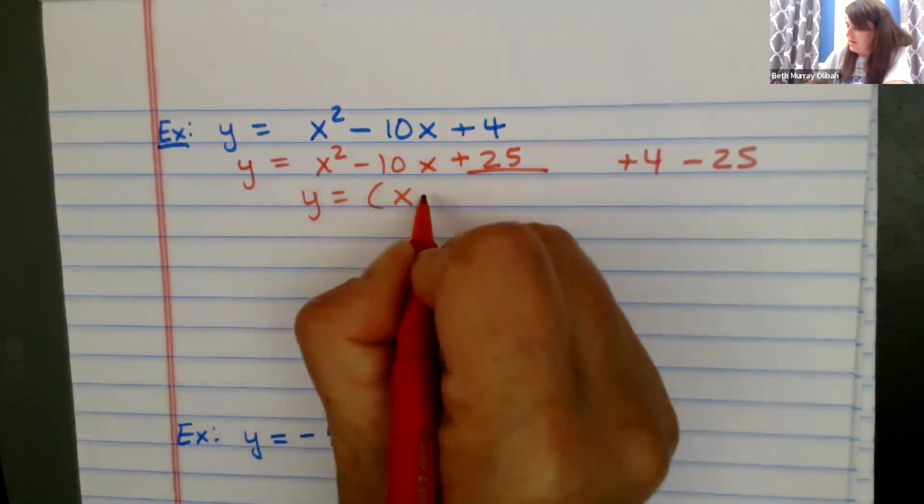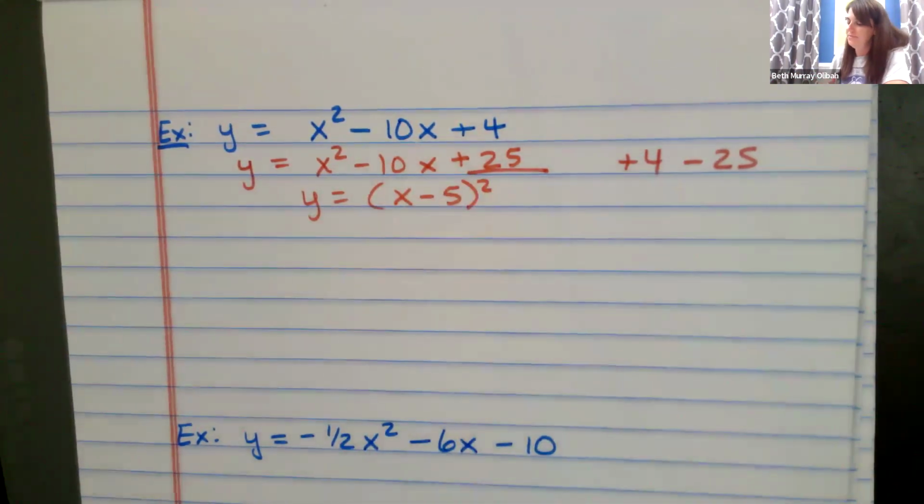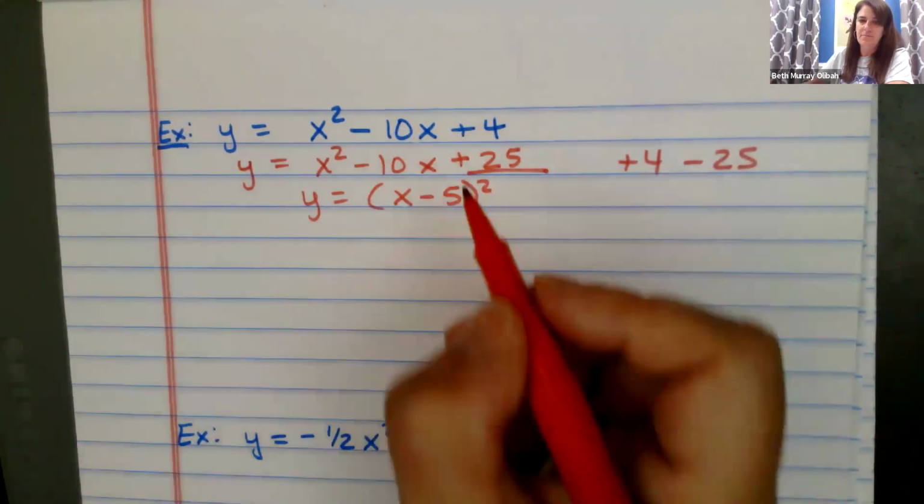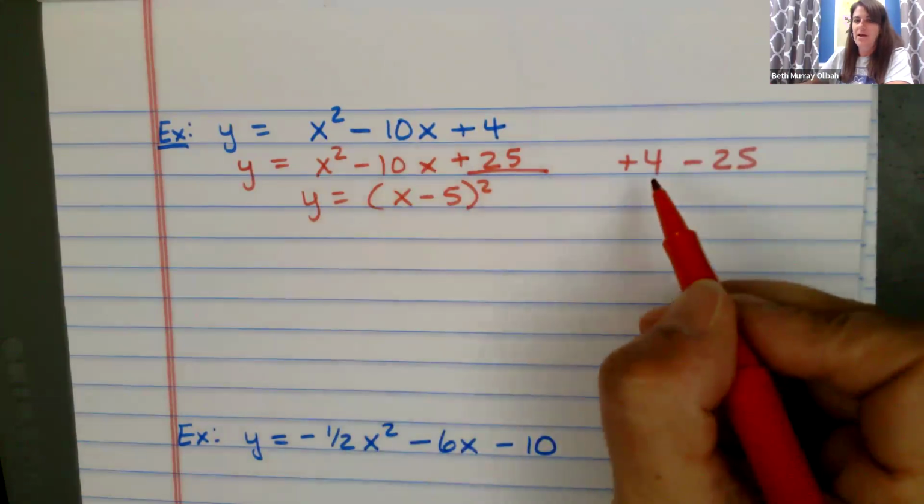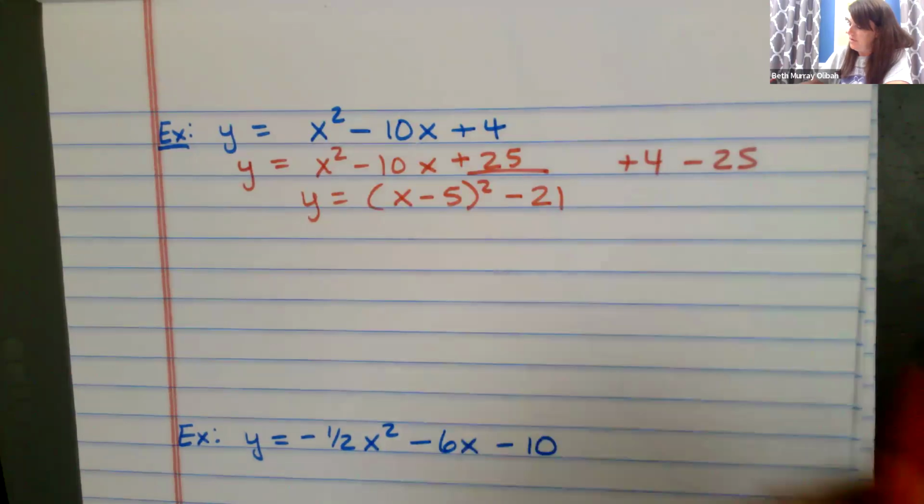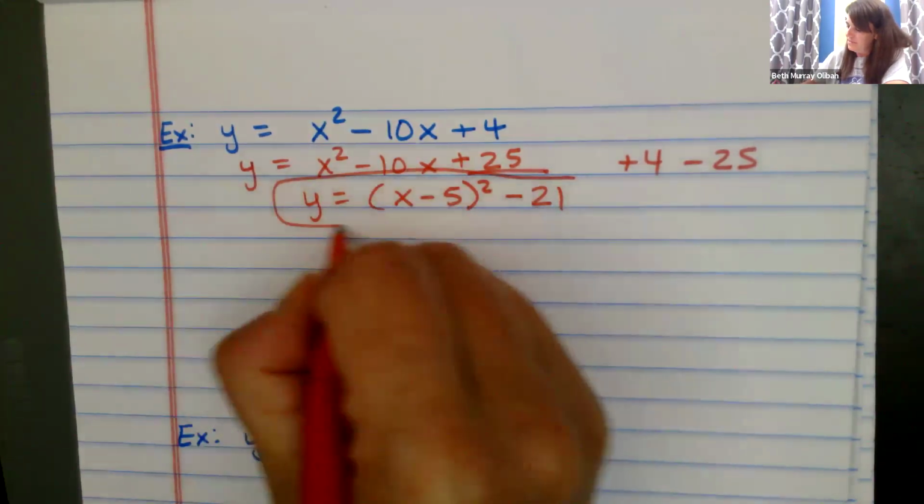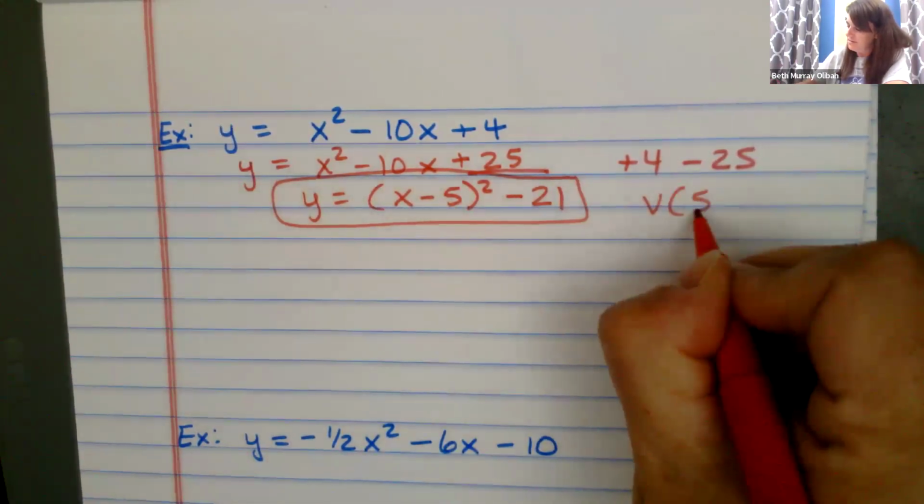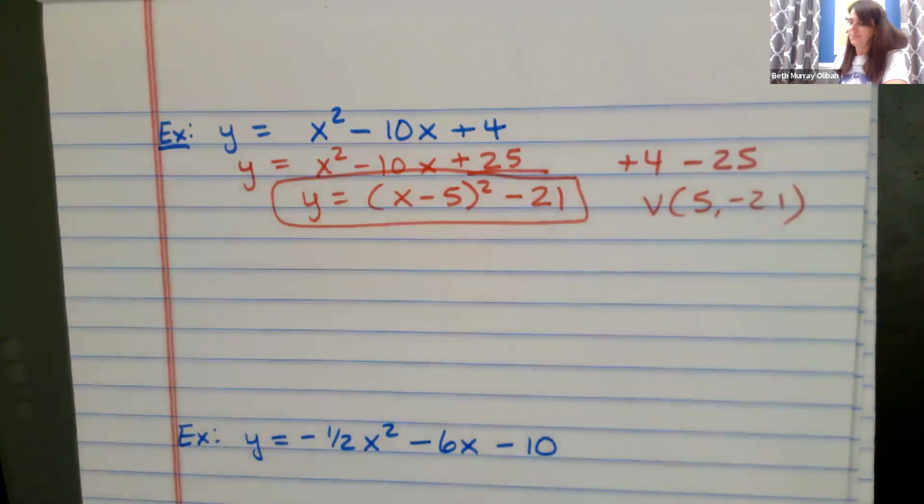Because that's a -10, x minus 5 squared is what this will become. And positive 4 minus 25 is negative 21. This is vertex form. My vertex is 5, negative 21.